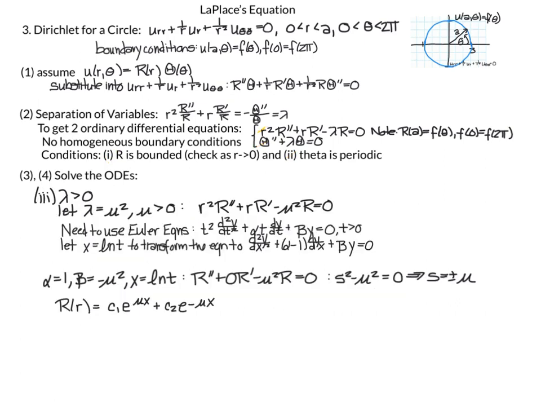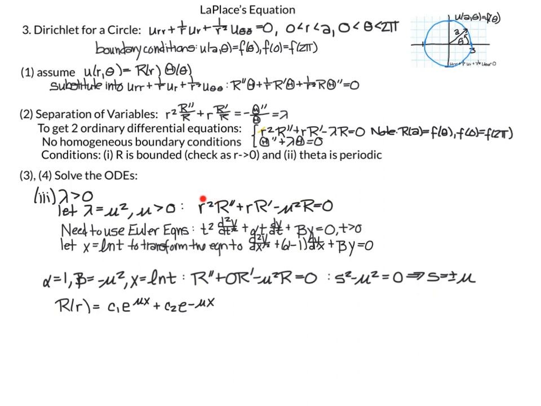Our last case, when lambda is greater than 0, we're going to let lambda equal mu squared, though you don't actually have to do this if you don't want. But then we have r squared r double prime plus r prime minus mu squared r equals 0.